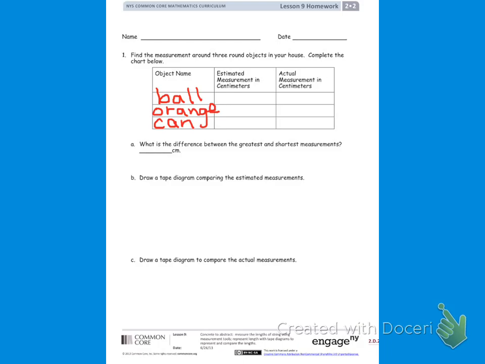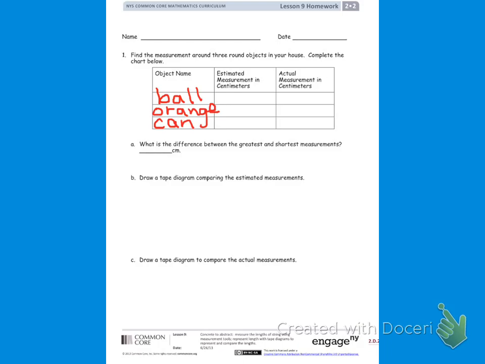The next thing you'll do is have the student make an estimate using centimeters and write down their guess, their reasonable guess. That's what an estimate is, a reasonable guess on how many centimeters around the ball is, or how many centimeters around the can is, and also the orange.